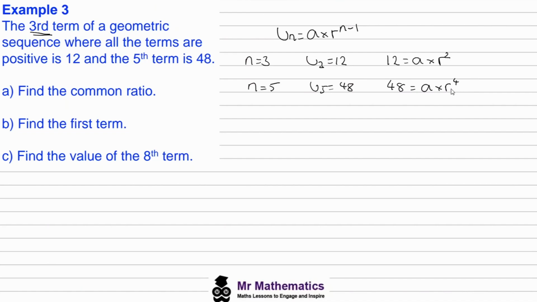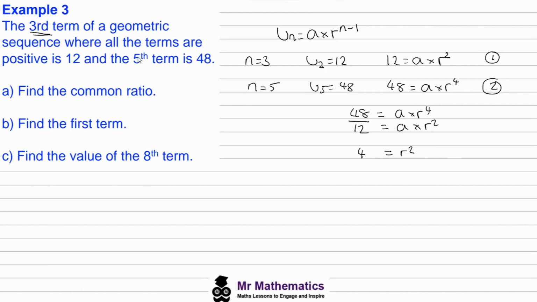And now because we have the same A in both formulae, if we were to divide equation 2 by equation 1, then the A's would cancel. So if we've got 48 is equal to A times R to the 4, we divide this by 12 is equal to A times R squared. Well, 48 divided by 12 is 4. A divided by A will cancel to make 1. And then R to the 4 divided by R squared, using the rules of indices, will become R squared. The 4 take away the 2 will give us 2.